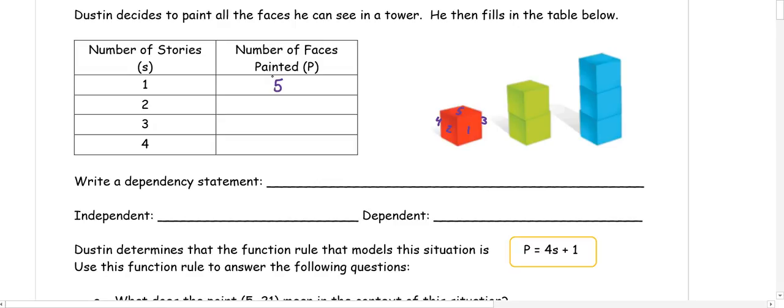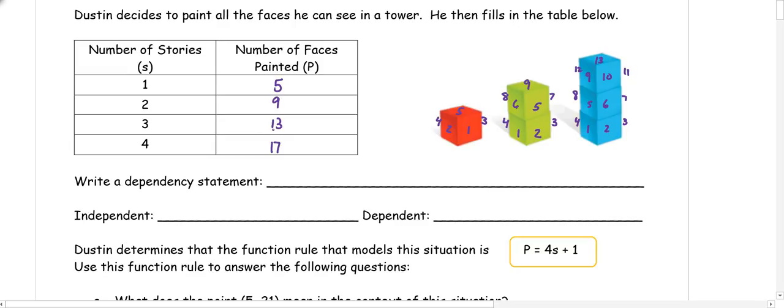resting on, and I can't see something that it's resting on. If I have 2 stories of blocks, I have 1, 2, 3, 4, 5, 6, 7, 8, and the top, which is 9. If I have 3 stories, I have 1, 2, and if I rotate, 3 and 4, 5, 6, 7, 8, 9, 10, 11, 12, and our top, which is 13. Because we can always see 4 sides of the block plus that very top part. So notice that each time our number of faces painted is going up by 4.